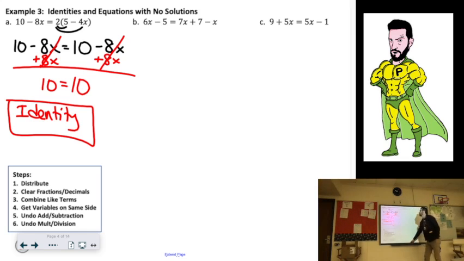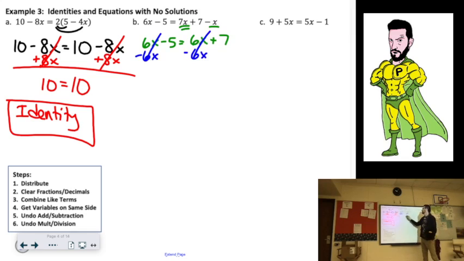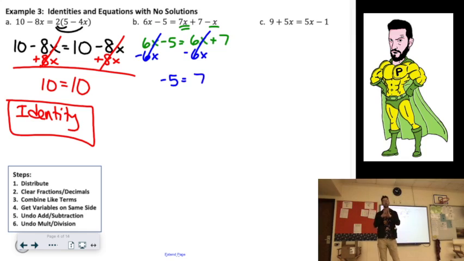If we check this out on B, we got some combining like terms. On the right side I have 7x minus x. So 6x minus 5 equals, on the right side, 7x minus x is 6x plus 7. And then you're like, great, we can get the variables together. I'll subtract 6 x's from both sides. These cancel, you're left with negative 5 equals 7. Is that true? Does negative 5 equal 7? No, of course not. So if all the variables cancel and you're left with something that isn't true, not possible, you would say no solution.